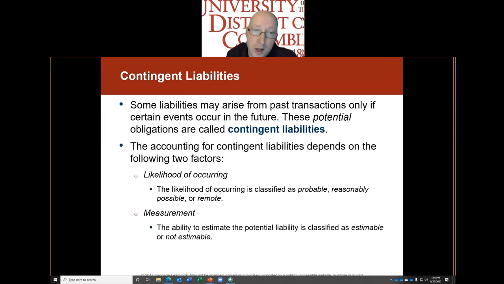Okay, contingent liabilities. Contingent liabilities are the potential for obligations. And this is based off of the likelihood of something occurring and based off of its measurement. It's like saying, well, my house might burn down, but the chances of it happening are relatively low. That's how insurance companies calculate how much the premium is. What's the likelihood of something happening?